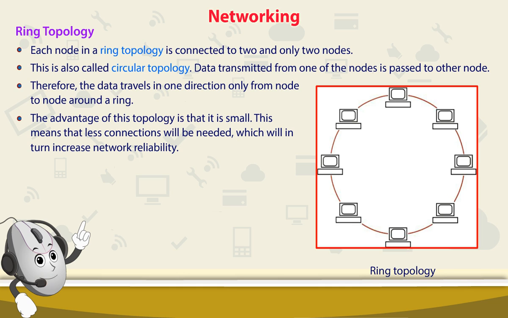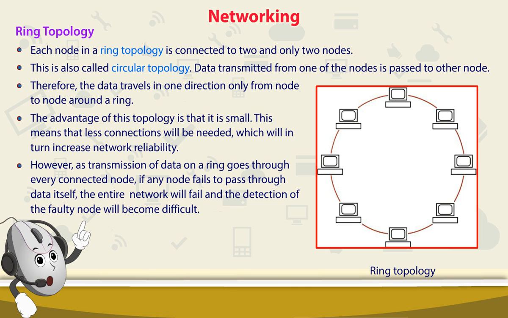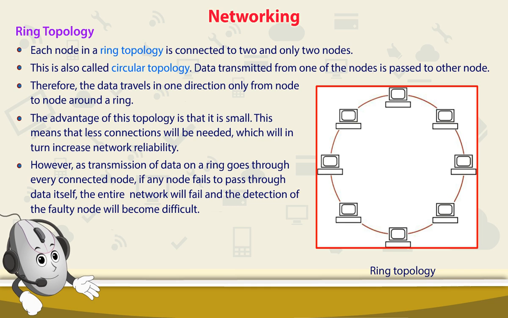The advantage of this topology is that it is small. This means that fewer connections will be needed, which will in turn increase network reliability. However, as transmission of data on a ring goes through every connected node, if any node fails to pass through data itself, the entire network will fail and the detection of the faulty node will become difficult.